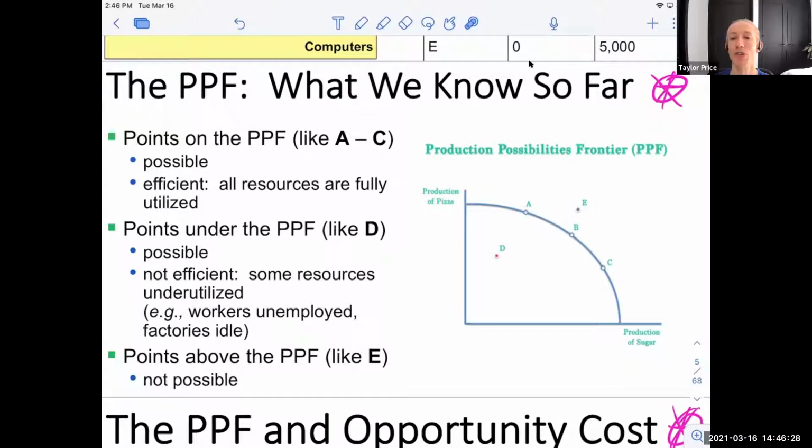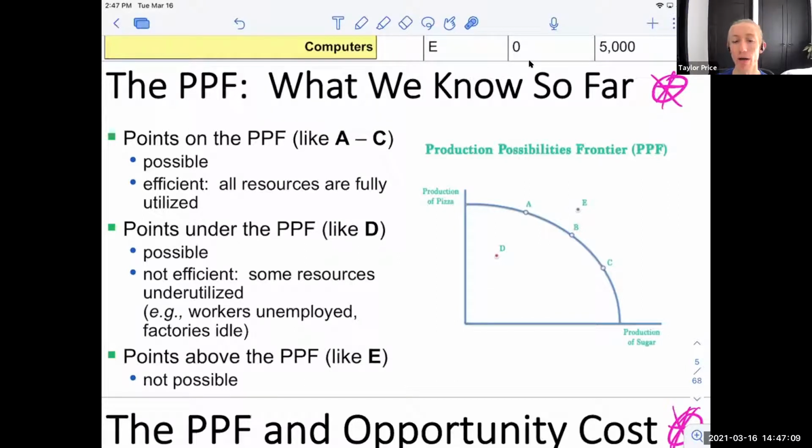But the important point to know here is that when you're looking at a production possibility frontier, there are certain points that are possible and certain points that are not possible. In this case, we can see that points A, B, and C are all possible points. The reason they're possible is because they're on the production possibility frontier line. So this country is able to produce this specific combination of pizza and sugar at points A, B, and C.